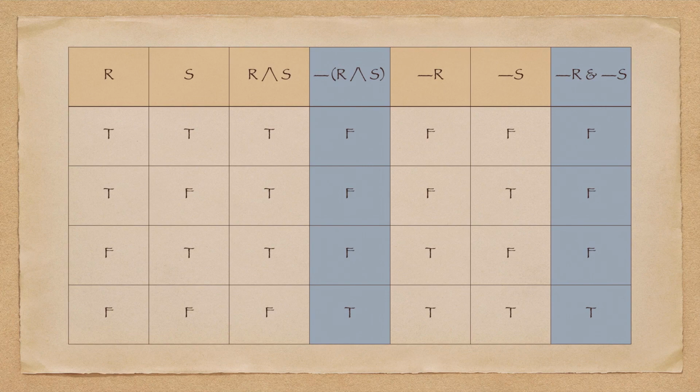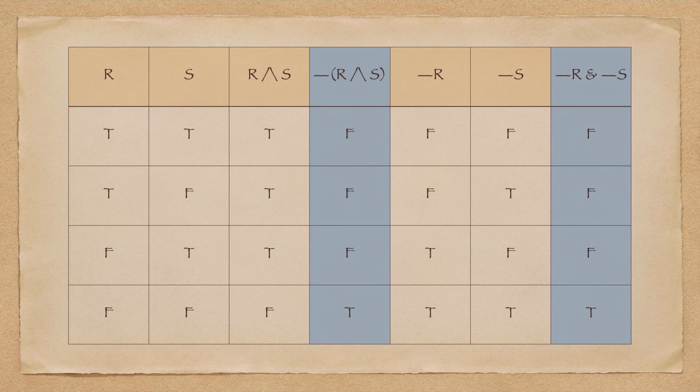Again, a conjunction is only true if all parts of the conjunction are true, so our first 3 rows are false and the last one is true. And if you compare columns 4 and 7, you will see that indeed "not both R or S" and "not R and not S" are logical equivalents, and De Morgan's law is accurate.